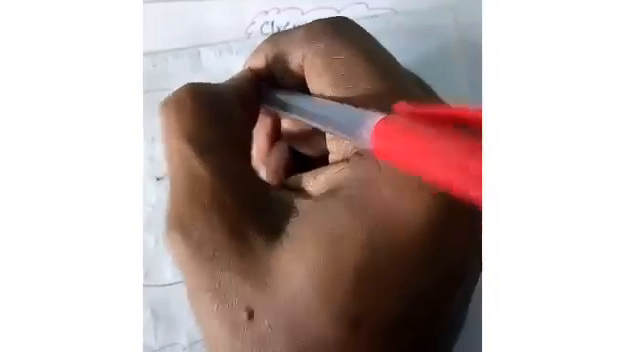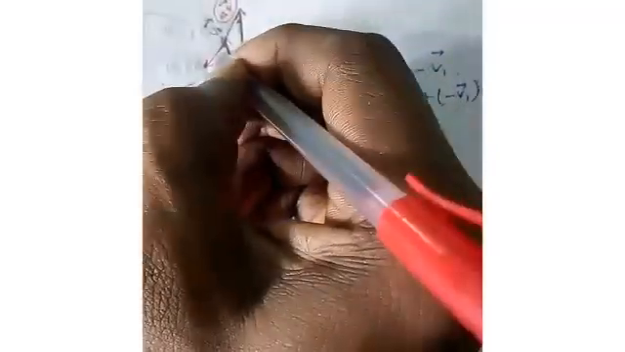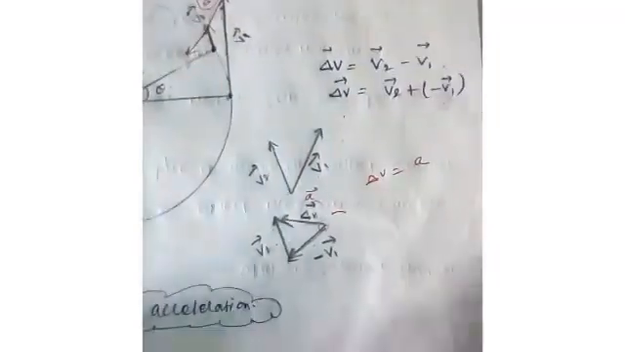Here the change in velocity direction started from v1 to v2. The change in velocity direction is nothing but the acceleration direction. So here the acceleration is towards the center. So this is called centripetal acceleration.